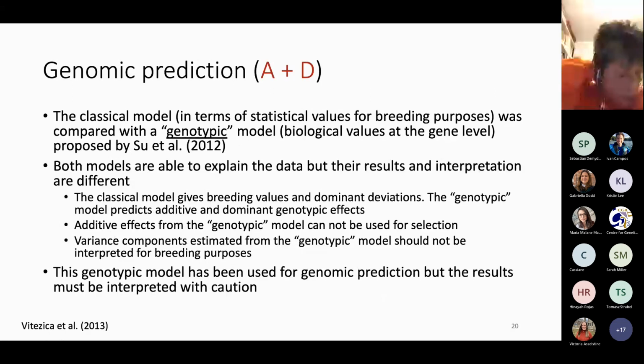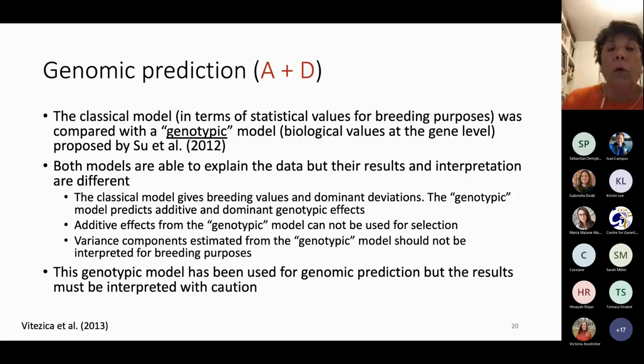Okay. We will see the first model, that is a model where we have the additive part and the dominant part. This is a classical model in terms of statistical value for breeding purpose. So what we have is the additive genetic value, or the breeding value, and the dominance deviation.